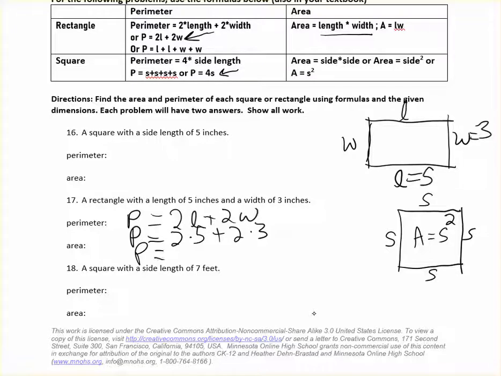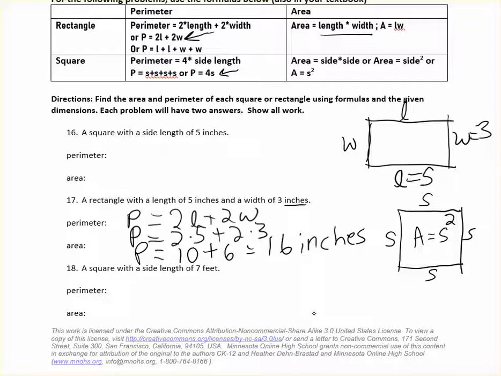And then I use my order of operations, which says I should multiply next. So 2 times 5 is 10, 2 times 3 is 6, and then I would add these together and get 16. Because we're working with a real-world problem, we should label our answer. Perimeter would be just inches, not inches squared, just inches.